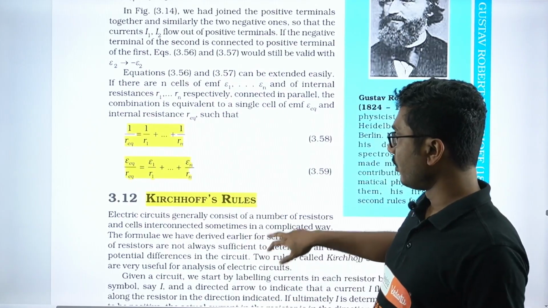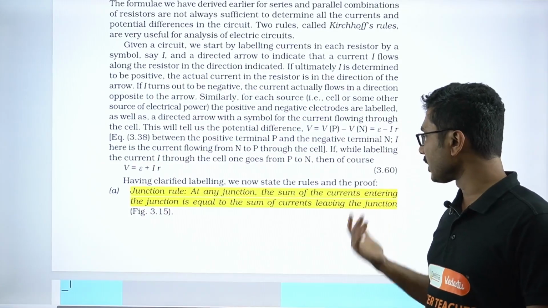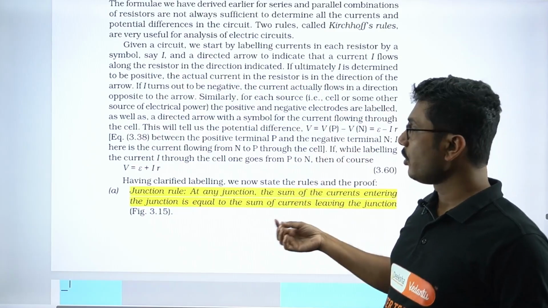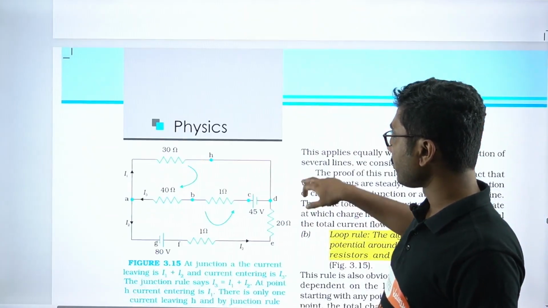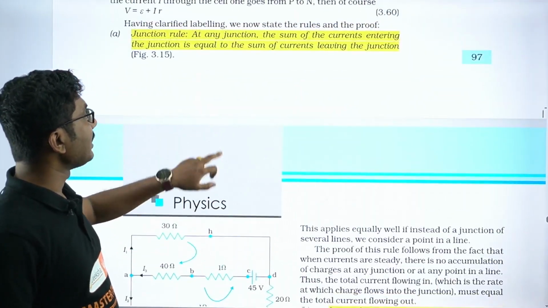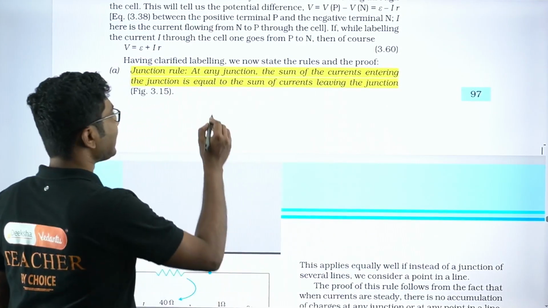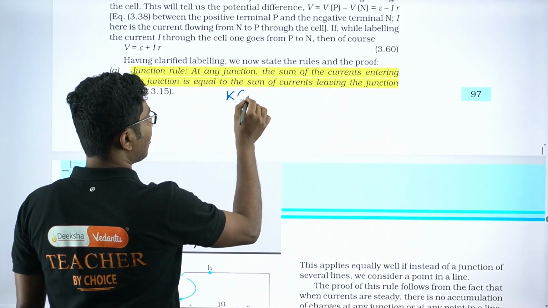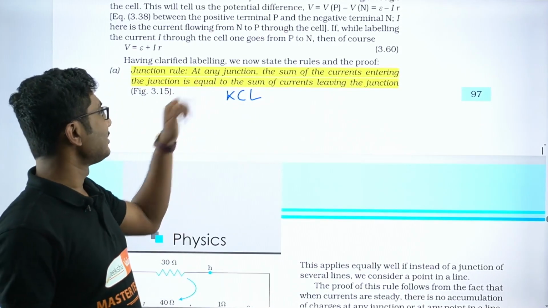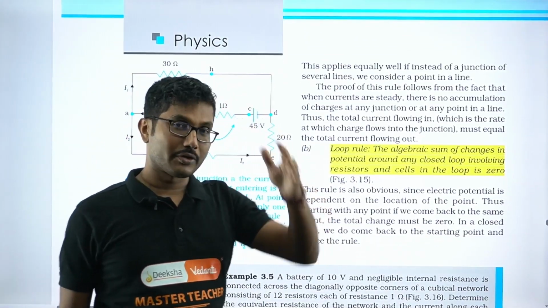Okay, now Kirchhoff's rules. There are two rules. First, the junction rule: at any junction, the sum of the currents entering the junction is equal to the sum of the currents leaving the junction. It comes from the concept of conservation of charge. In most textbooks other than NCERT, this is mentioned as Kirchhoff's current law, KCL. So if you see KCL mentioned somewhere, that means this law. I mentioned that in my KCET lecture; if you follow that lecture you will know.